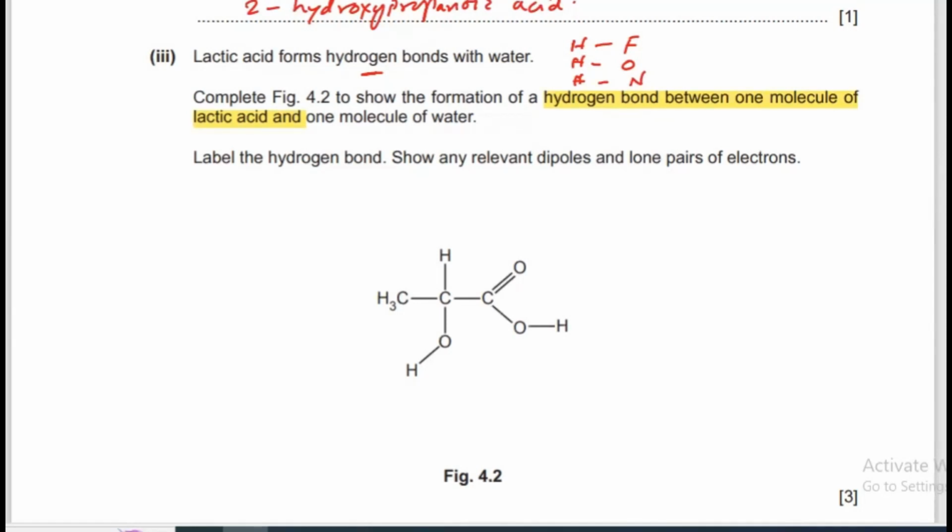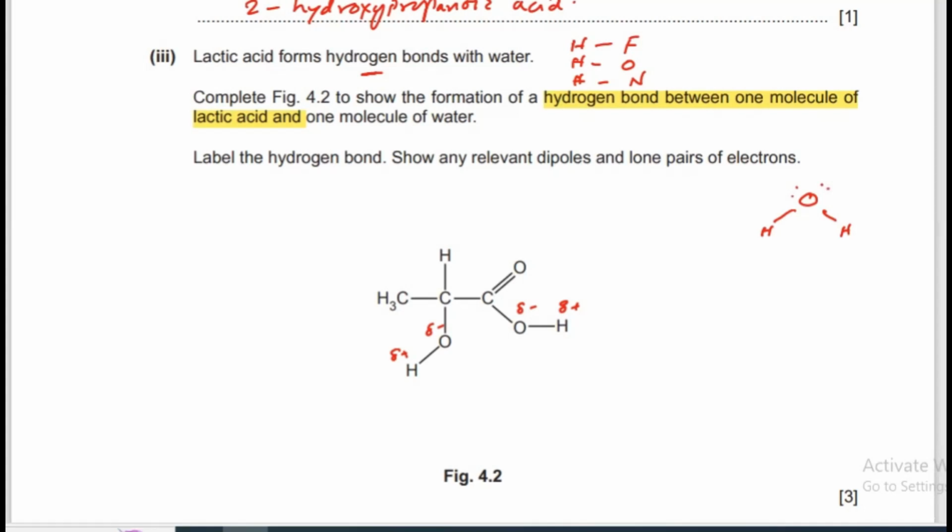So as we can see, this hydrogen is attached to the more electronegative atom oxygen, and this hydrogen is attached to the more electronegative atom oxygen. So this is the partial positive end, and this is the partial negative end. If we want to make the hydrogen bonding, water is also a polar molecule. Water, being a polar molecule, exists as a non-linear, V-shaped or angular shape. It has 2 lone pairs.